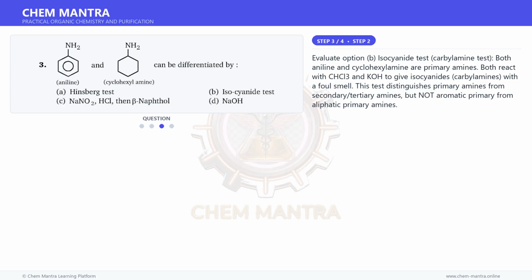Moving on to the next step. Evaluate option B. Isocyanide test, carbylamine test. Both aniline and cyclohexylamine are primary amines. Both react with CHCl3 and KOH to give isocyanides, carbylamines, with a foul smell. This test distinguishes primary amines from secondary and tertiary amines, but not aromatic primary from aliphatic primary amines.